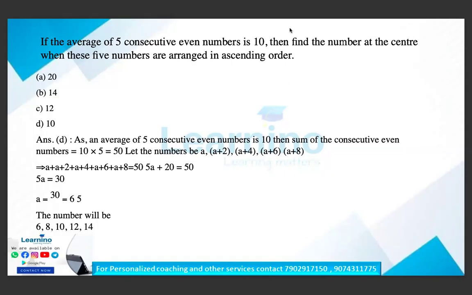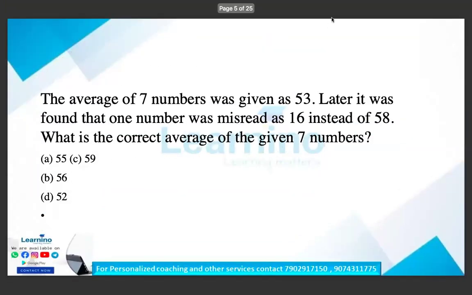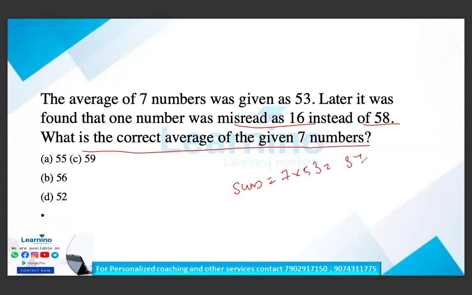So this question is similar to the previous one. The average of 7 numbers was given as 53. Later it was found that one number was incorrectly read as 16 instead of 58. What is the correct average of the given 7 numbers? Here the average of 7 numbers is 53. So the sum is 7 into 53, which equals 371.